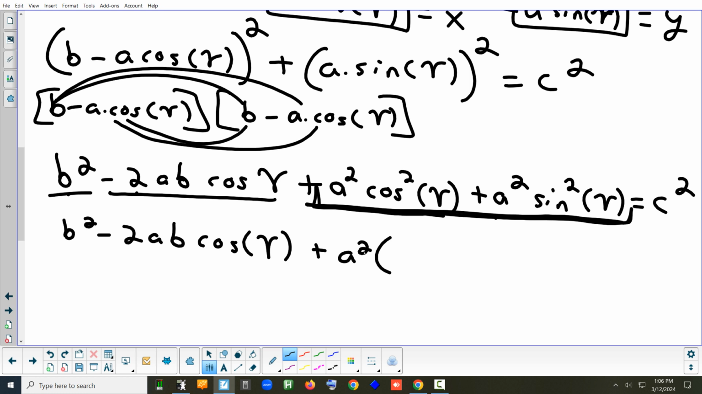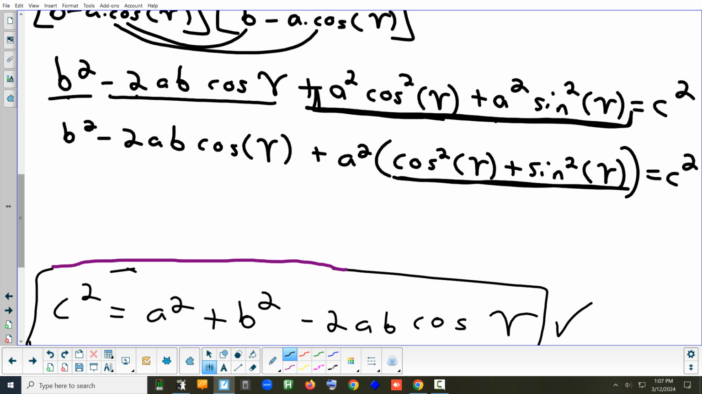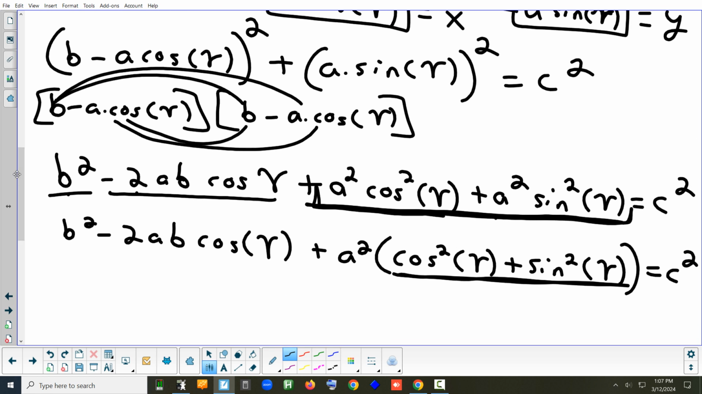Cosine squared gamma plus sine squared gamma equals c squared. And that's a Pythagorean identity. What does all that turn into that I just underlined? Is it 1? That all turns into 1. So this is all gone, and it becomes a 1. Well, what's 1 times a squared? Just a squared.